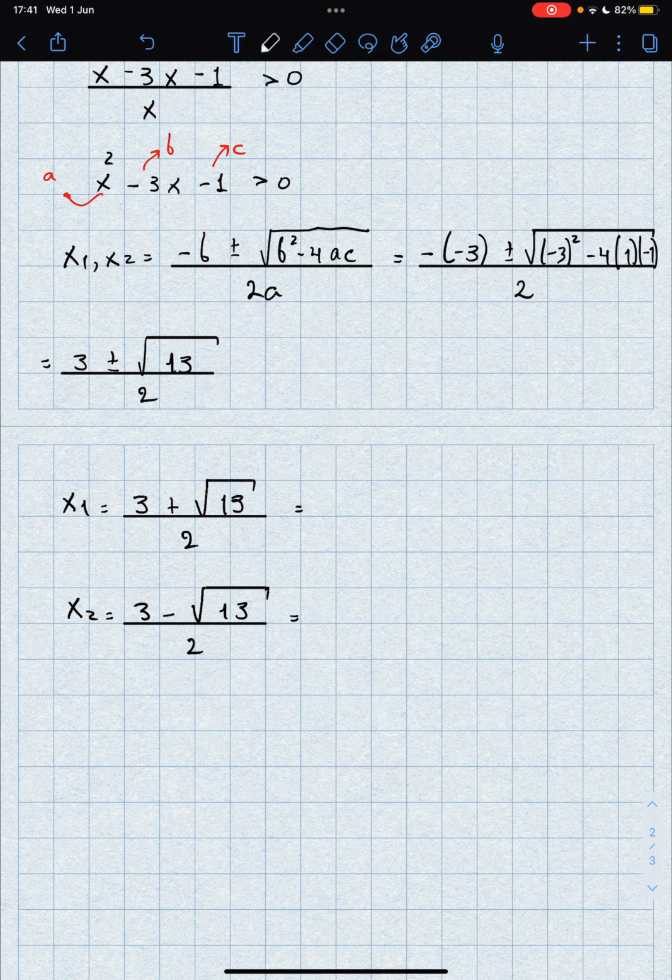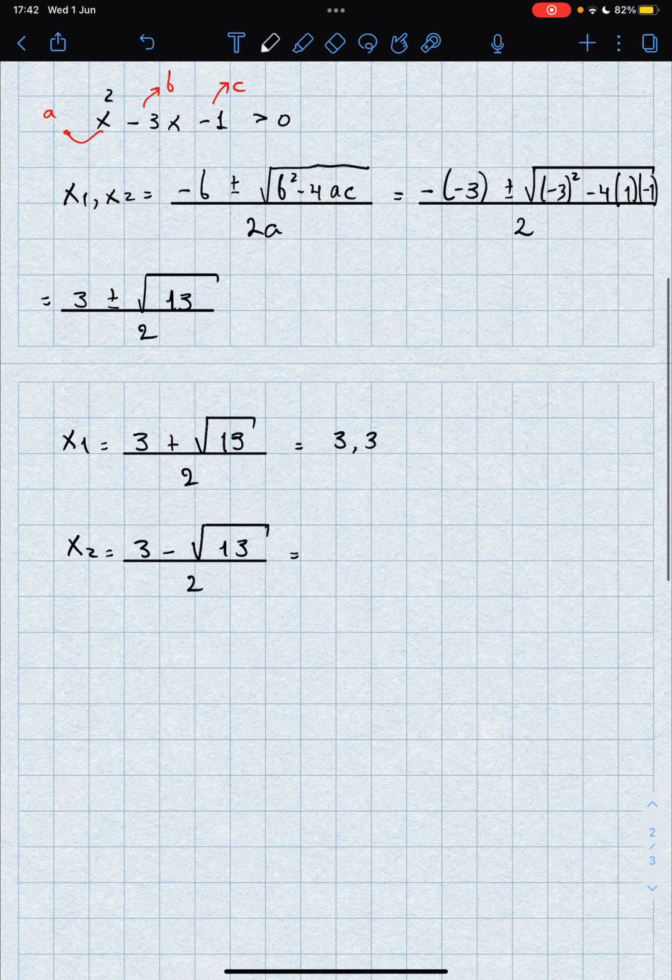Okay, so we have to find these values in the calculator, right? So let me see. Plus 3 divided by 2. Okay, perfect. So this is gonna be, just use 3.3. Okay, and the second one is going to be, let me see, minus 0.3.